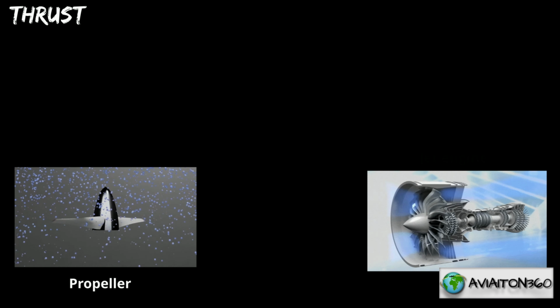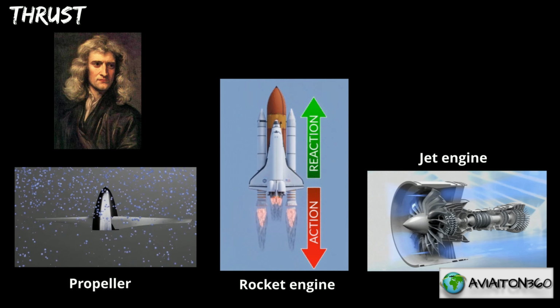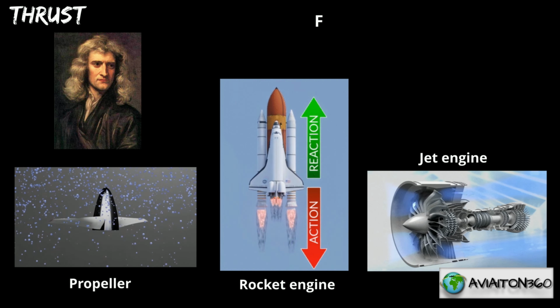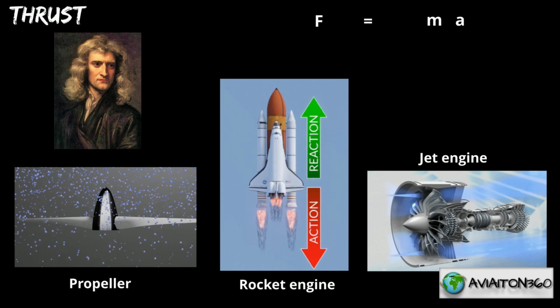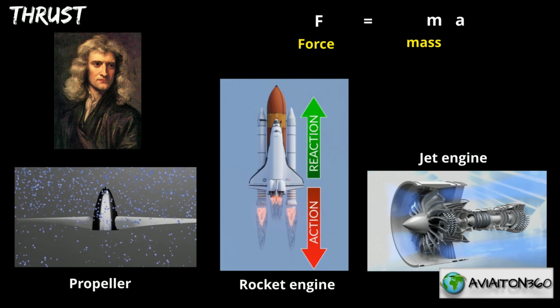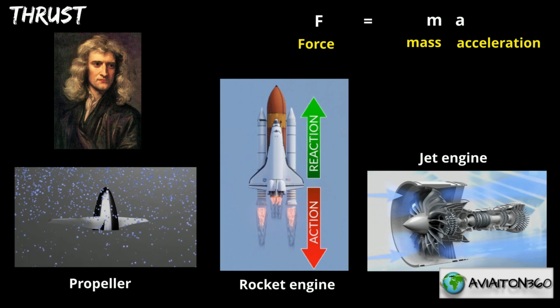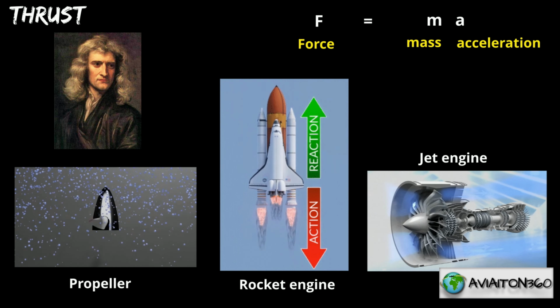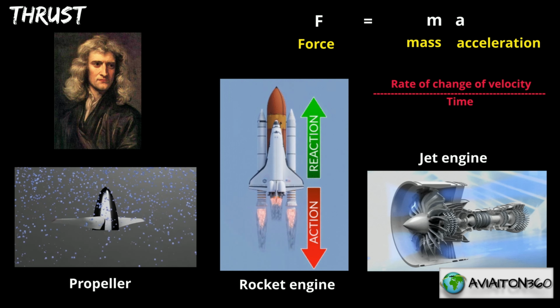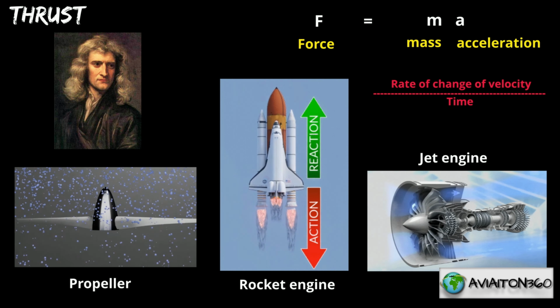Thrust is a force that can best be described by Newton's second law. The basic form of this law is F equals ma. This states that force, F, is equal to mass, m, times acceleration, a. Acceleration is the rate of change of velocity over time. Thrust is therefore produced by accelerating a mass of air.